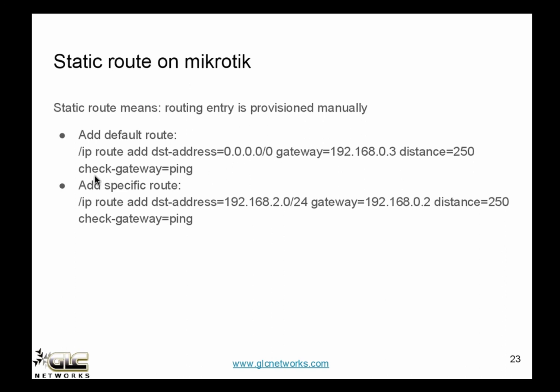Okay, so a second example is when you add a more specific route. For example, destination address is 192.168.2.0/24. You set up a gateway, set up the distance, and then check the gateway. This check gateway option is important. Otherwise, Mikrotik will not check the gateway, so it will still keep forwarding packets to the gateway even though the gateway is already off, because you didn't activate the check gateway option. So it's very important. You can use either ping or ARP.